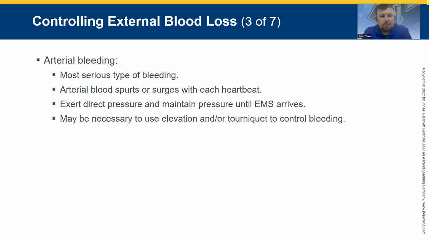Then you've got your arterial bleeding. This is the most serious type of bleeding. Arterial blood spurts or surges with each heartbeat. Exert direct pressure and maintain pressure until EMS arrives. It may be necessary to elevate or even use a tourniquet to control that bleeding.